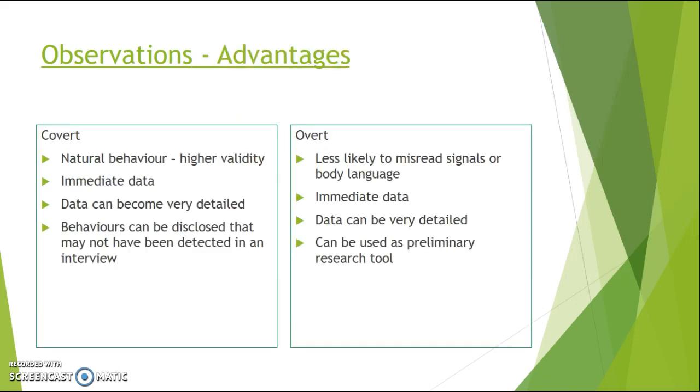So a covert is when the participants don't know they're being observed, and the researcher is hidden. And overt is when the participants know that they're being watched and the researcher makes themselves known to them. So, advantages here, we've got covert allows for much more natural behaviour because the participants don't know about it, so they won't change their behaviour. They're not going to act differently because they know someone's watching.